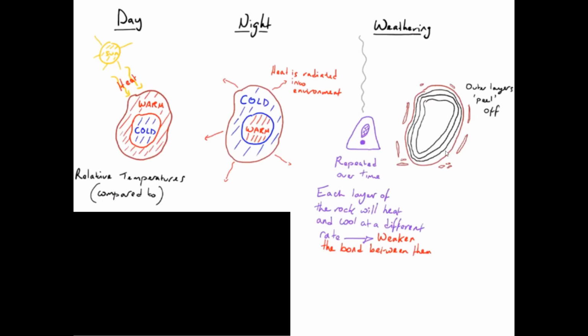So one outside layer will crack off, and then another one will crack off, just due to the fact that during the day, the outside gets hot, but the inside stays cold. And at night, the outside gets cold and the inside stays fairly warm. And so that difference in temperature is going to cause this rock to crack over time and cause the outer layers to peel off, basically.